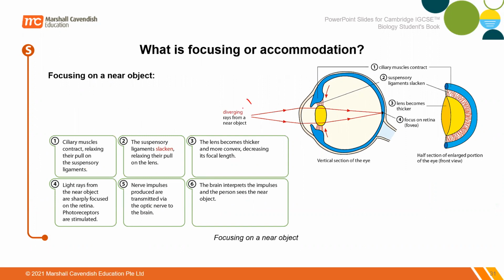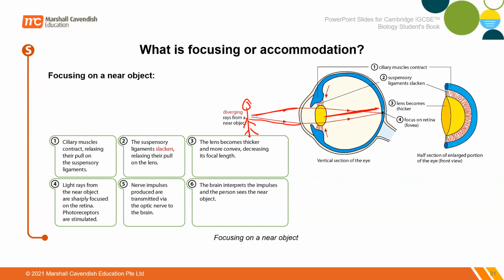لو أنا عندي object بقى near object like this. Okay, what will happen is إنه light rays coming in that way. Light rays ما بتكونش جاية in a parallel form if I have near object. So we need the lens to be more convex in order to decrease the focal length here.